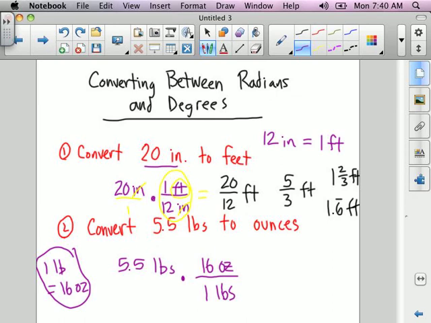I need to multiply straight across. Because when I multiply these, my pounds are going to cancel, and my new unit is going to be in ounces. So if I multiply that out, we end up with 88 ounces. That's how you convert units. And it seems like, yeah, I know how to do that already. Why are you wasting my time with that? But if you keep this in mind, converting between radians and degrees is really not bad.